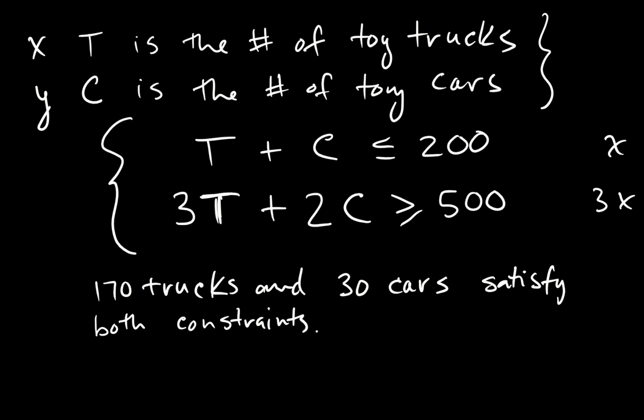And as far as profit goes, if I take 170 and I multiply that times the number 3 and then plus 30 times the number 2, that's going to give me $570. So $570 for this one. So yeah, definitely these productions are no more than 200, and the profit I'm getting is $570. So the profit's bigger than 500. So there's my solution.